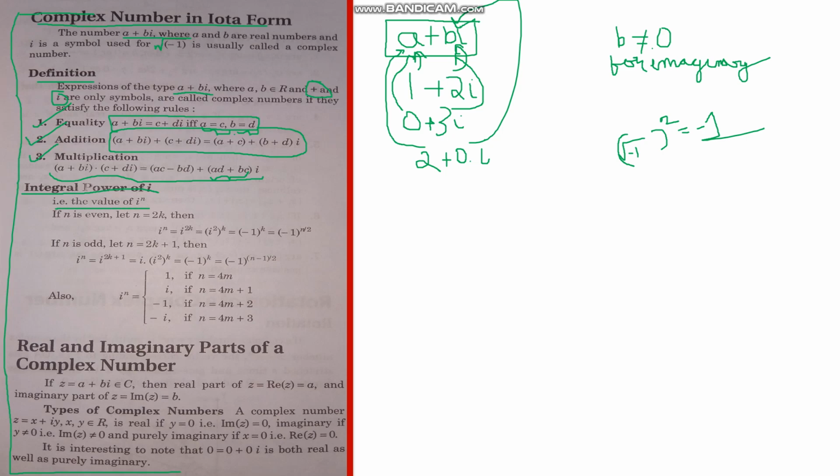That is the value of i to the power n. This is telling that if n is equal to 2k, first meaning n is even, we can write even numbers as 2k. Then i to the power n is equal to i to the power 2k, which is i square to the power k. i square, as I told you, is minus 1, so it is minus 1 to the power n by 2. Or if n is odd, it can be written as n equal to 2k plus 1. i to the power n is equal to i to the power 2k plus 1, which is i into i square to the power k.